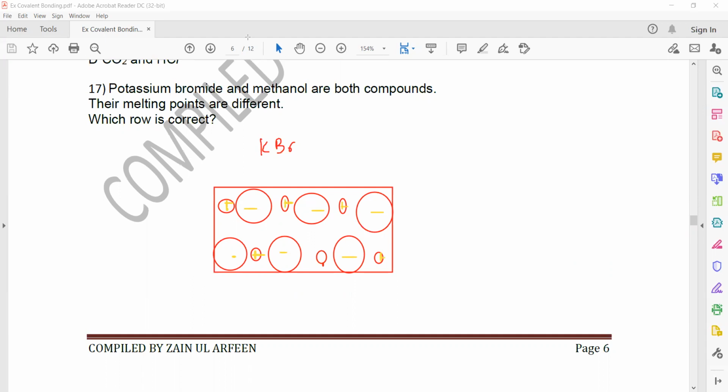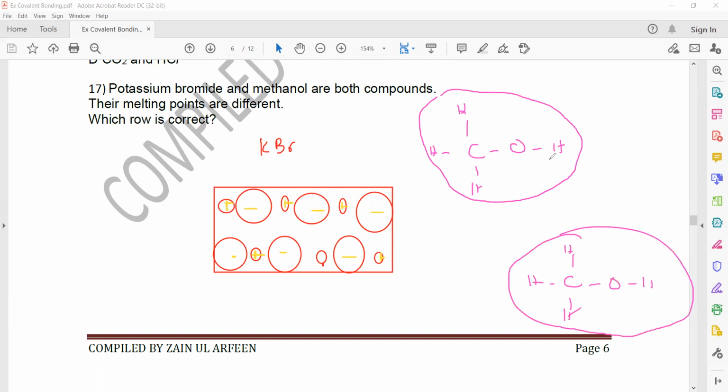This will be the structure and it will have a strong force. That's why it will have a high melting or boiling point. About methanol, this is the molecule of methanol. Its structure is already given in the previous MCQ. So this is a simple structure of methanol. This is one molecule of methanol, which is sharing electrons. Then this will be another molecule of methanol.